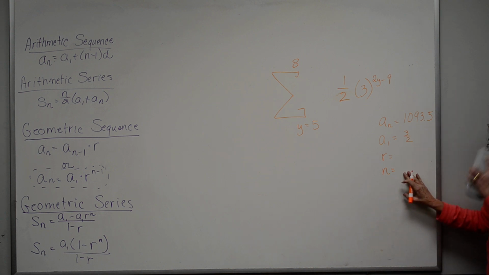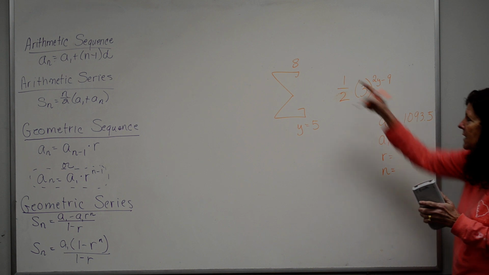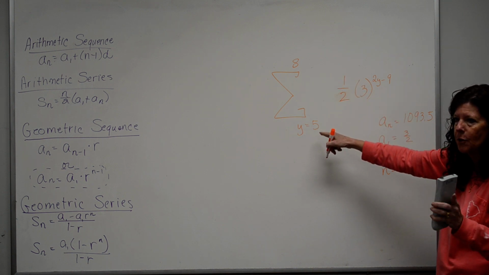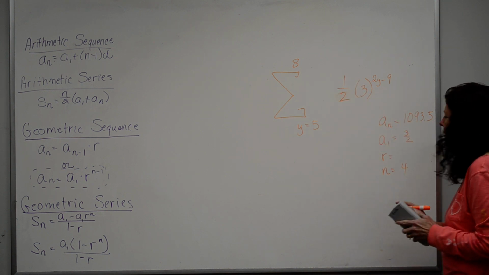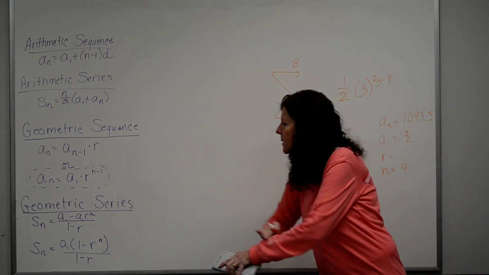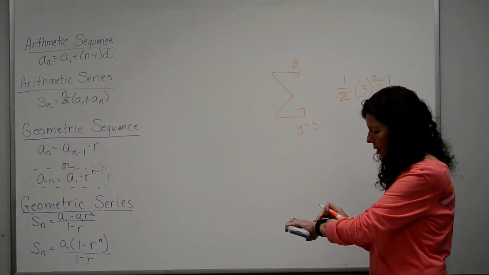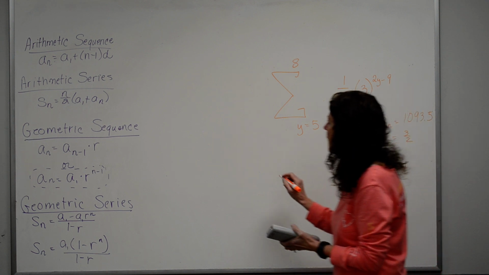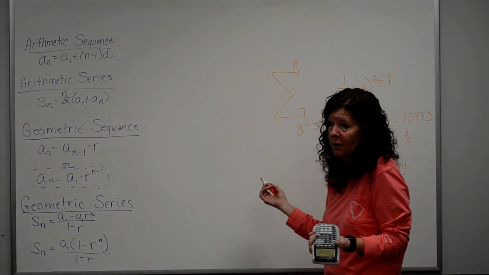What's my n going to be? 4, because I'm going to subtract. 8 minus 5 is 3, but I'm going to add 1 more to it, so that's going to give me 4. Now I can use all that in this particular problem over here to find what my ratio is. That's the only way to find my ratio.